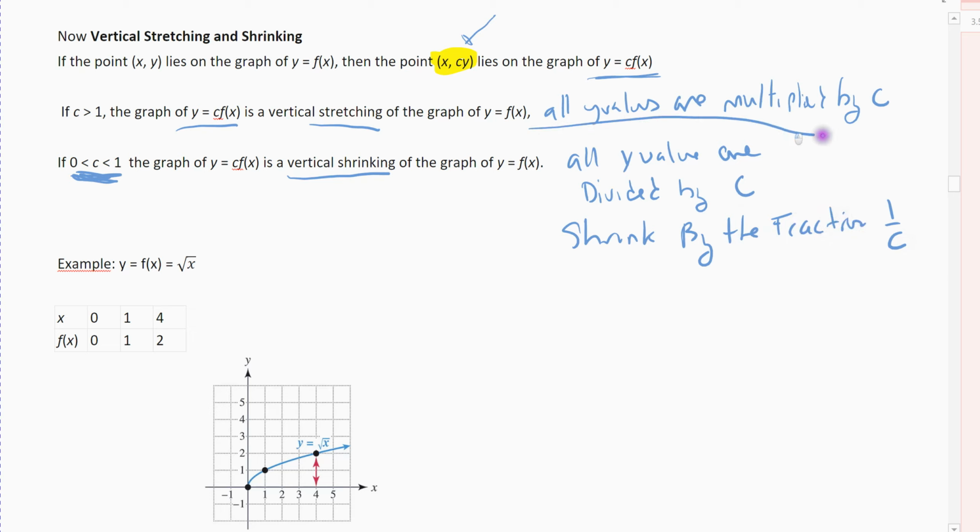So if c is bigger than 1, they multiply and it's stretched, it gets bigger. The graph actually gets thinner in that case because I'm stretching it out. When I multiply by a fraction, it's the same as dividing by that number. I compress it. Another way we could say this is a compression. And my graph shrinks by whatever fraction that is. And so we're going to look at an example of that case.